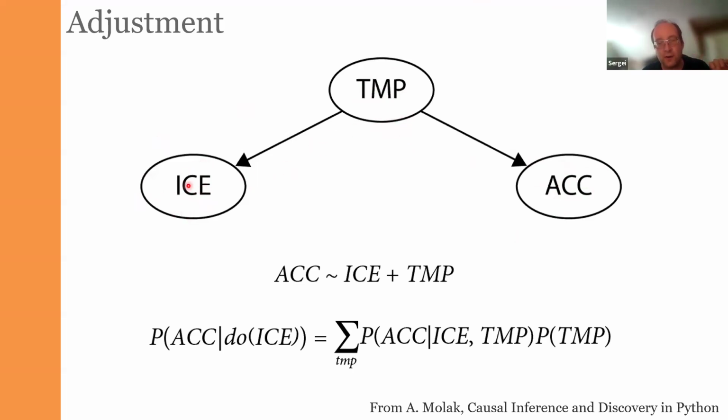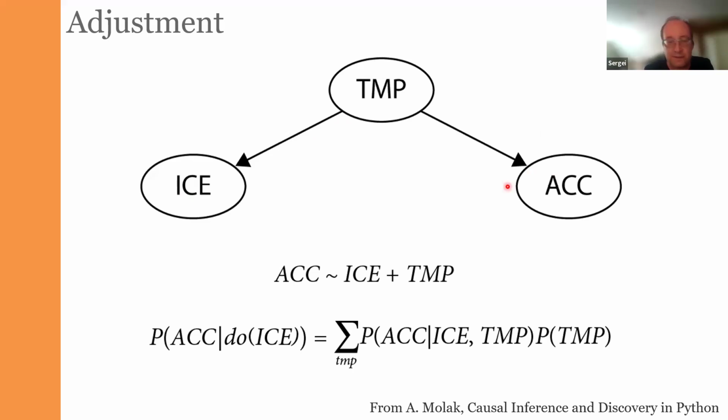So let's assume that we want to find the true relationship between ice cream consumption and accidents. Does eating ice cream cause people to drown more often? We have access to statistics on ice cream, statistics on temperature, and statistics on accidents. But let's assume that we don't have access to the causal relationship. Can we learn the causal relationship between ice cream and accidents if we have access to the data? It turns out that we can do that.